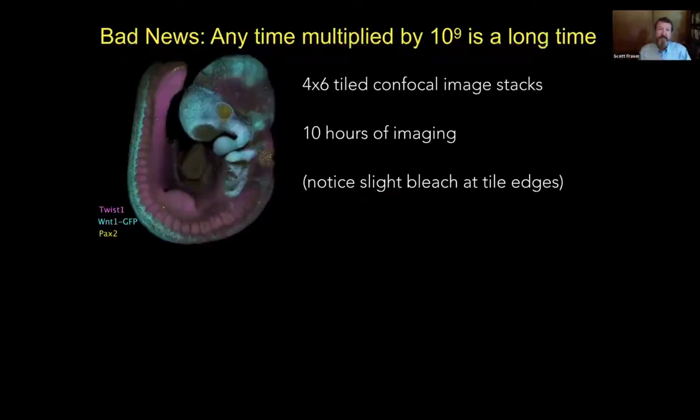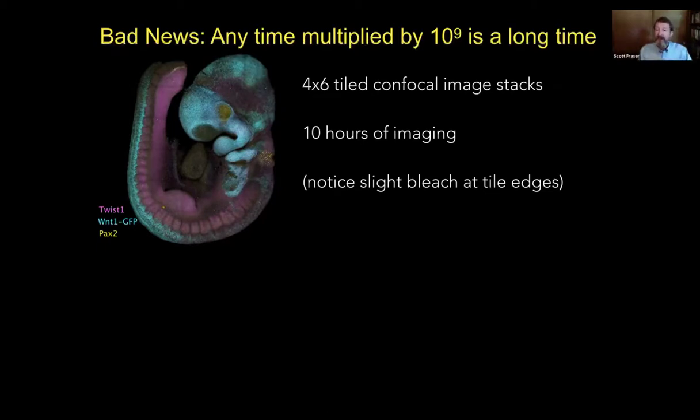Now, the not so good news is that that was 5 gigavoxels of confocal imaging. And that means that we've got a lot of imaging time. In fact, that was 10 hours of imaging to collect this mosaic image stack of 4x6 image stacks. And in fact, you can see just a hair, if you've got sharp eyes, of where the image was scanned twice, where there's a little bit of extra bleaching. And so this limits our ability to be quantitative, and it also limits the time.